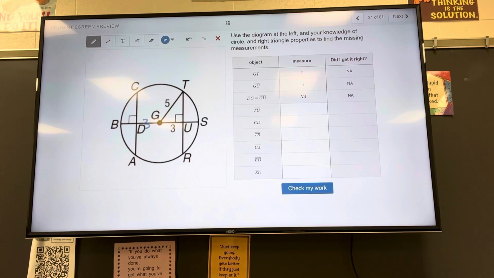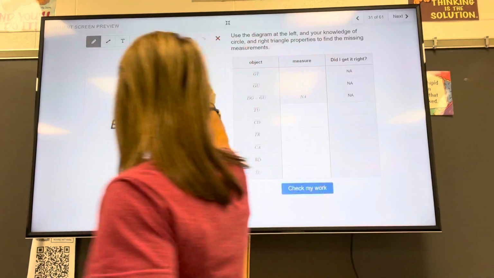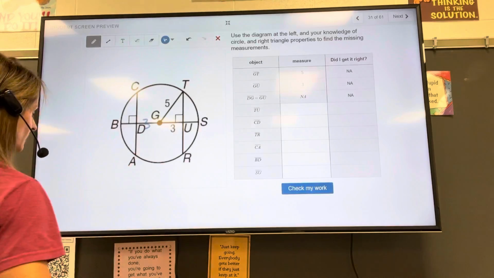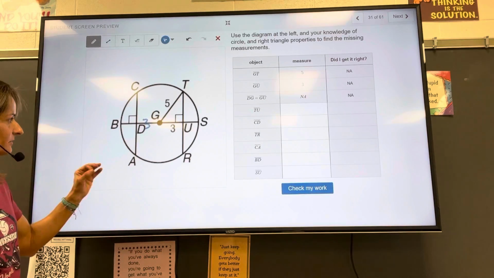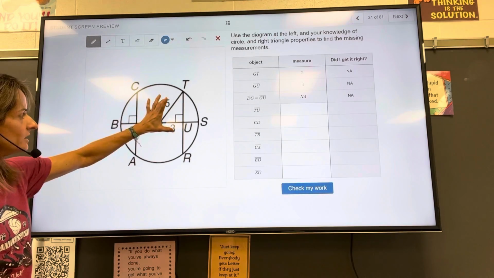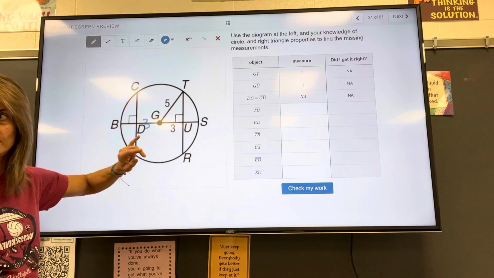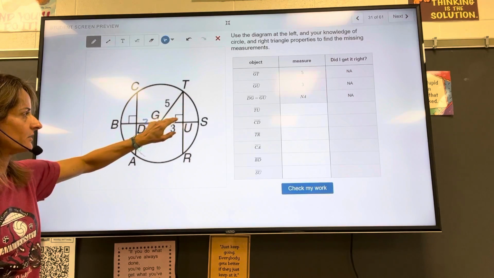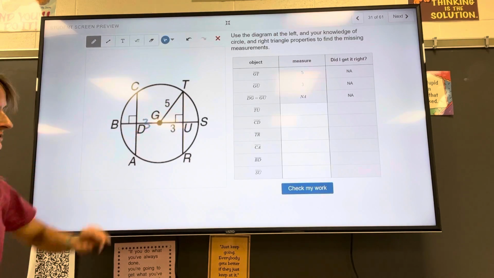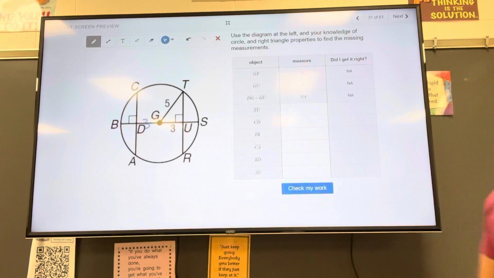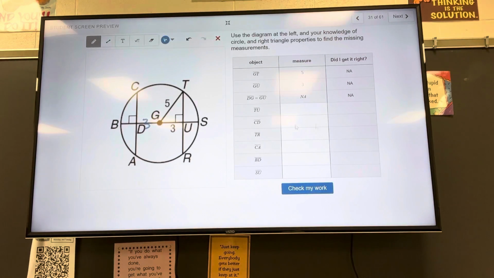TU. All right, TU is this length right here. It's in a right triangle. We just did this type of problem. It's a right triangle. We know the lengths of two sides. We can use Pythagorean theorem to find the third side. This is actually a 3, 4, 5 triangle. So TU is 4. You can use the Pythagorean theorem to find that.